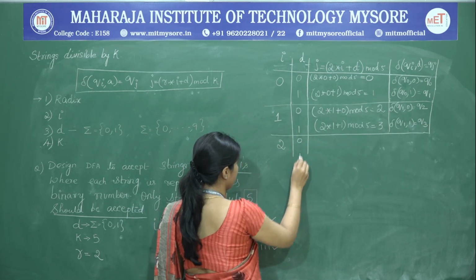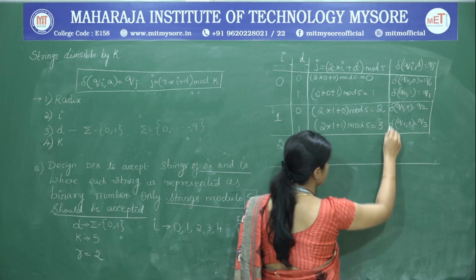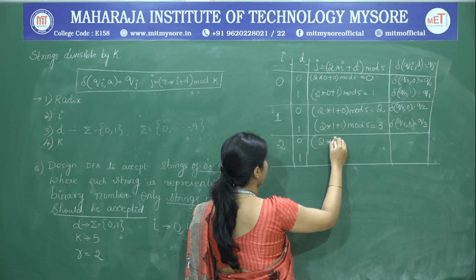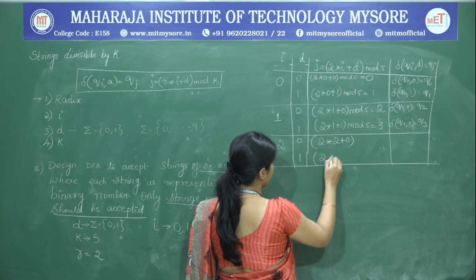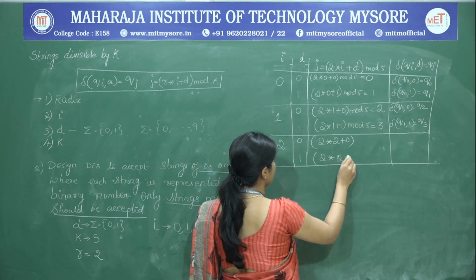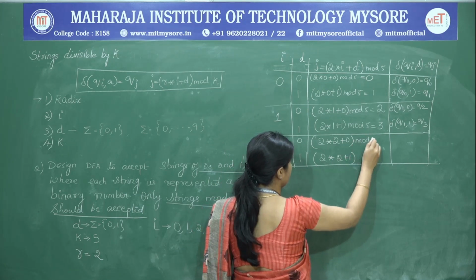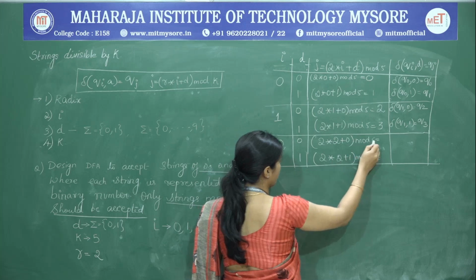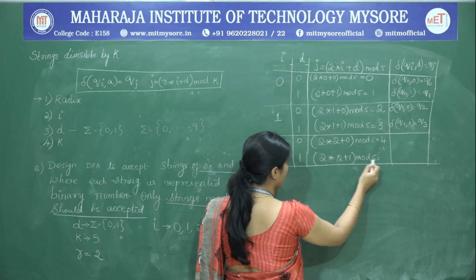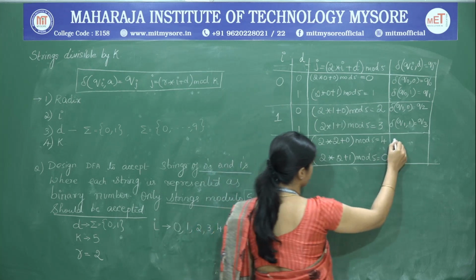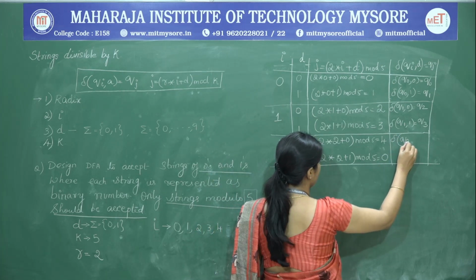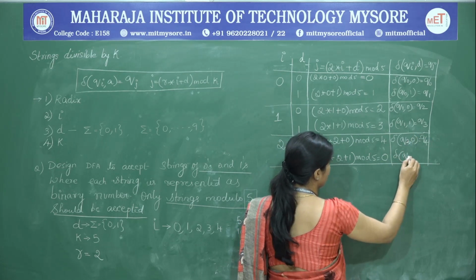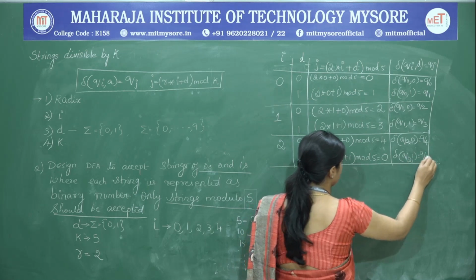Next, from the second state, two multiplied by the value of i plus 0. This is 2 multiplied by the value of i plus 1 mod 5. So this is 4 mod 5 is going to be 4. This is 5 mod 5 is going to be 0 because it is exactly divisible by 5. So delta of Q2 on 0 is Q4, and delta of Q2 on 1 is Q0.